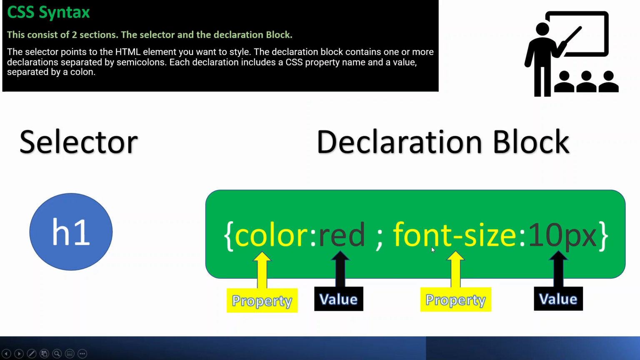And this property font size is basically saying that you want to change the size of your font, and the value you want to assign to your font is 10 pixels. So that is how the declaration block works. Basically, it's as simple as having your selector and applying your styles in the declaration block.